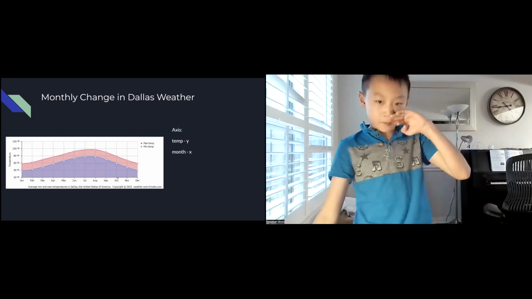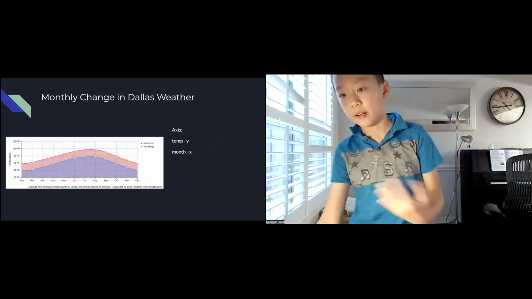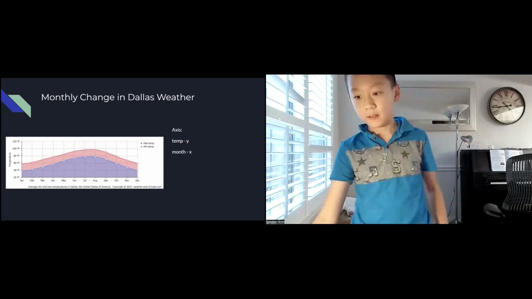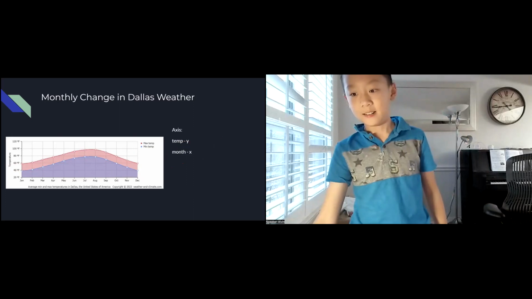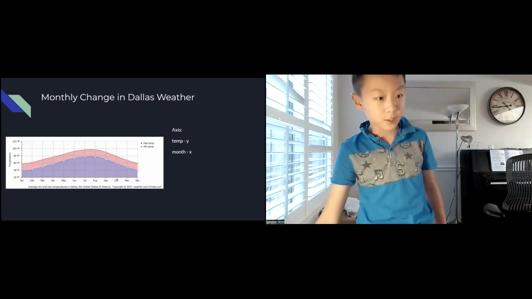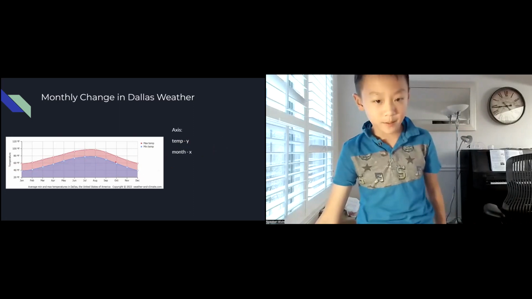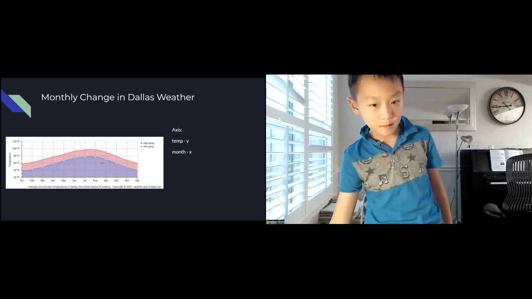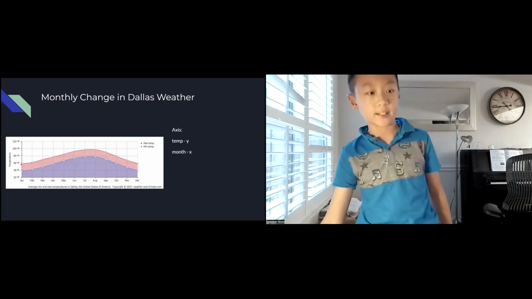So would someone like to tell me where the minimum temperature in October is? Zoe? 70. Well, actually, the minimum in October is right here. So it lines up all the way over here, which is 60.